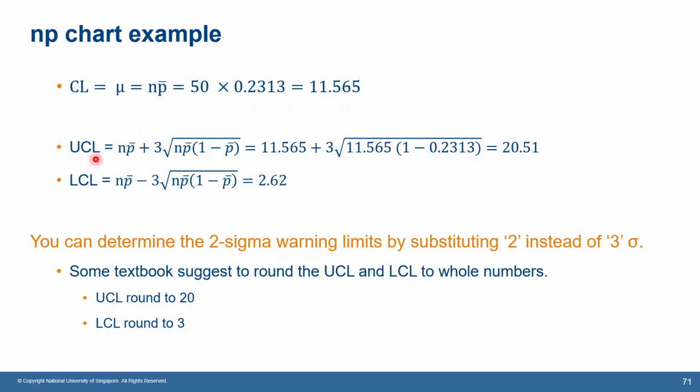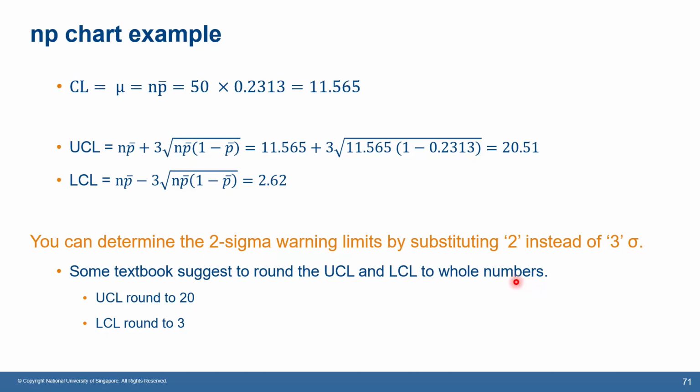And then you have the upper control limit and lower control limit. Same thing, you substitute the right numbers into the equations, and then you can calculate the results, which will be 20.51 and 2.62. Some of the textbooks recommend that you round the UCL and LCL to whole numbers. You can do that, or you can choose not to round. It doesn't make a very large difference.